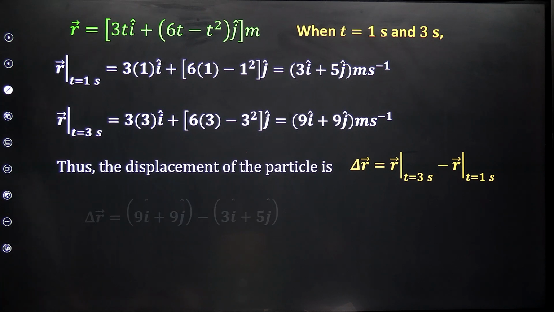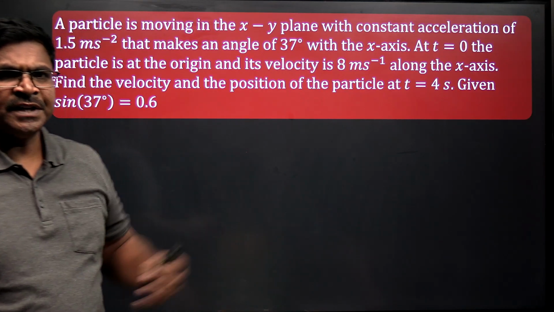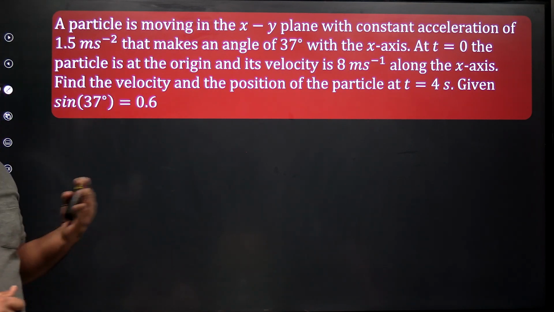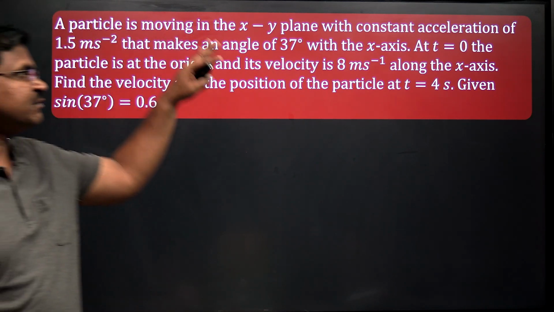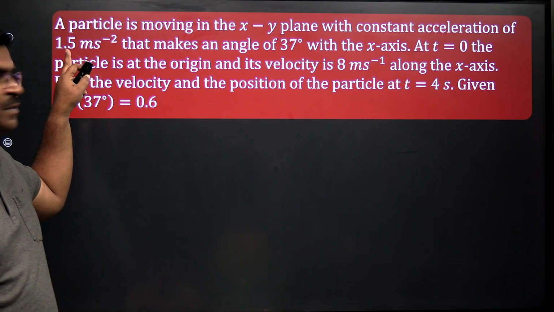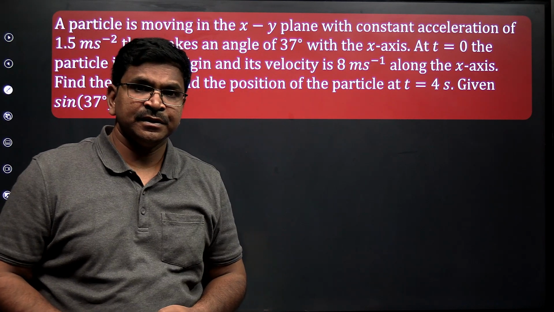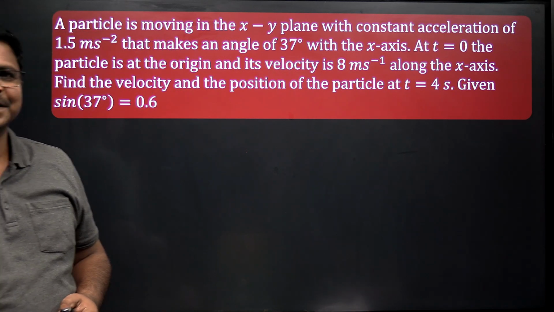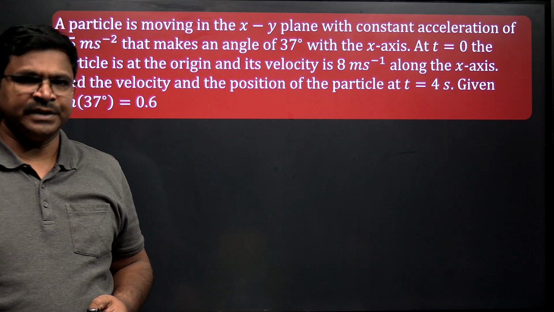So simply I will be getting 6i plus 4j meters. This is displacement. Now let us discuss another kind of question, which is given in a different way. A particle is moving in the xy plane with constant acceleration of 1.5 meter per second square, which is making an angle of 37 degrees with the x-axis. So here the acceleration is given in polar form, magnitude at an angle theta.